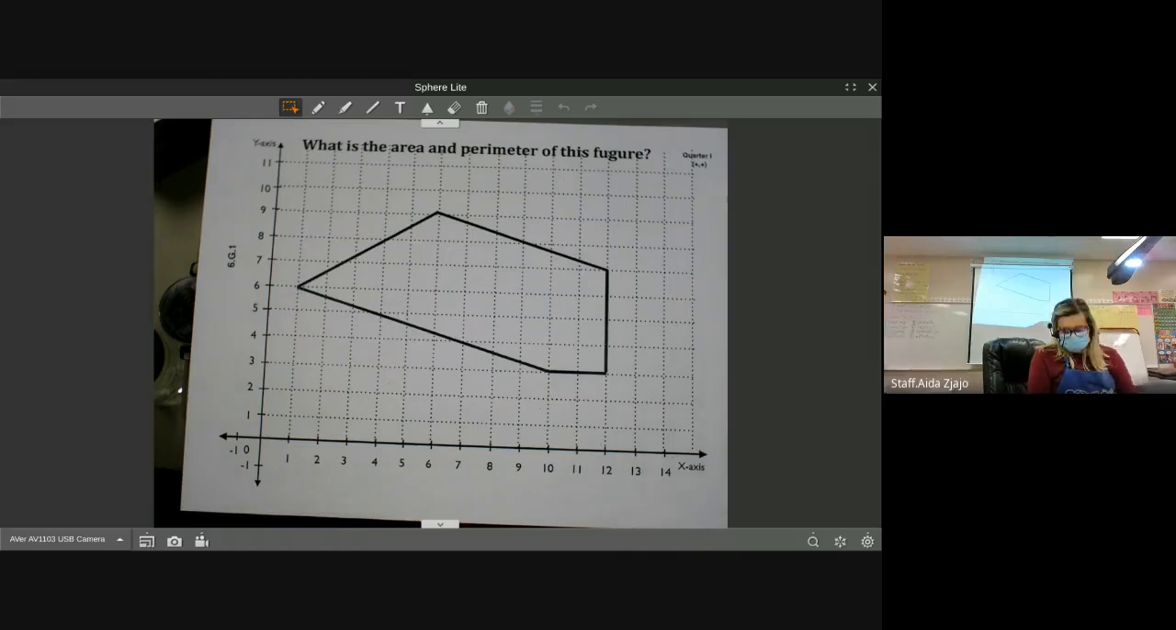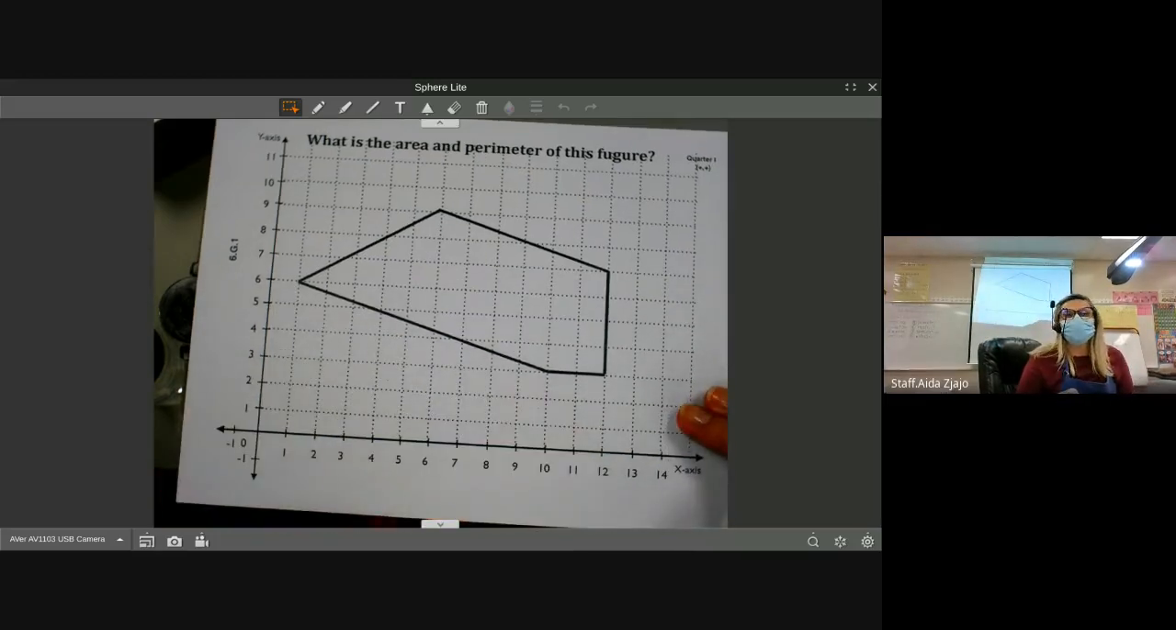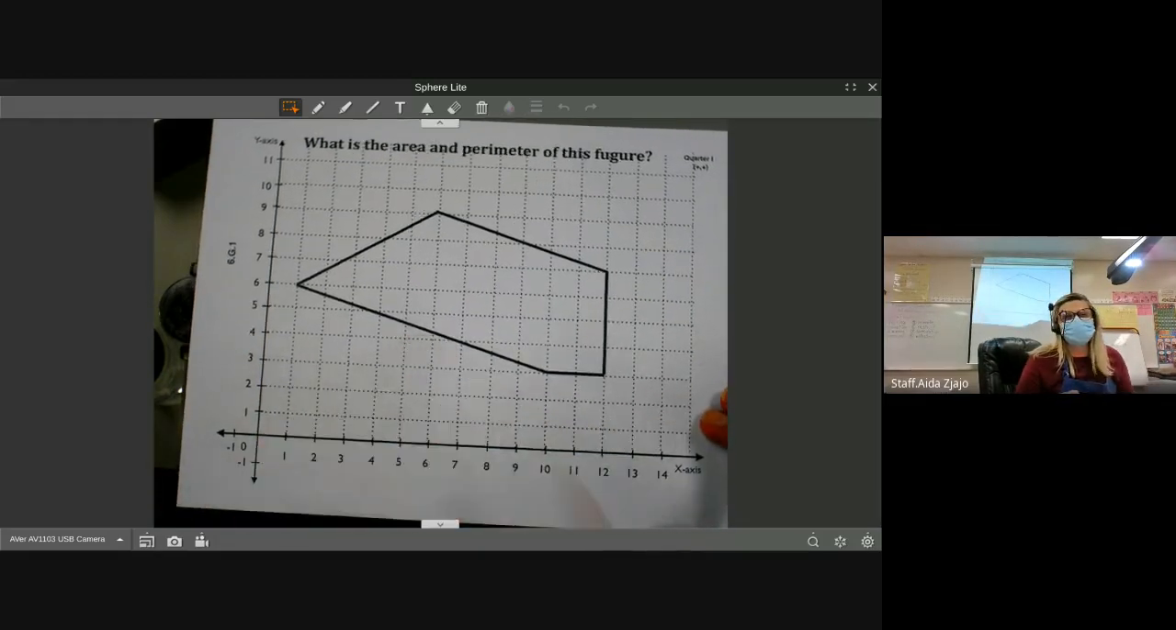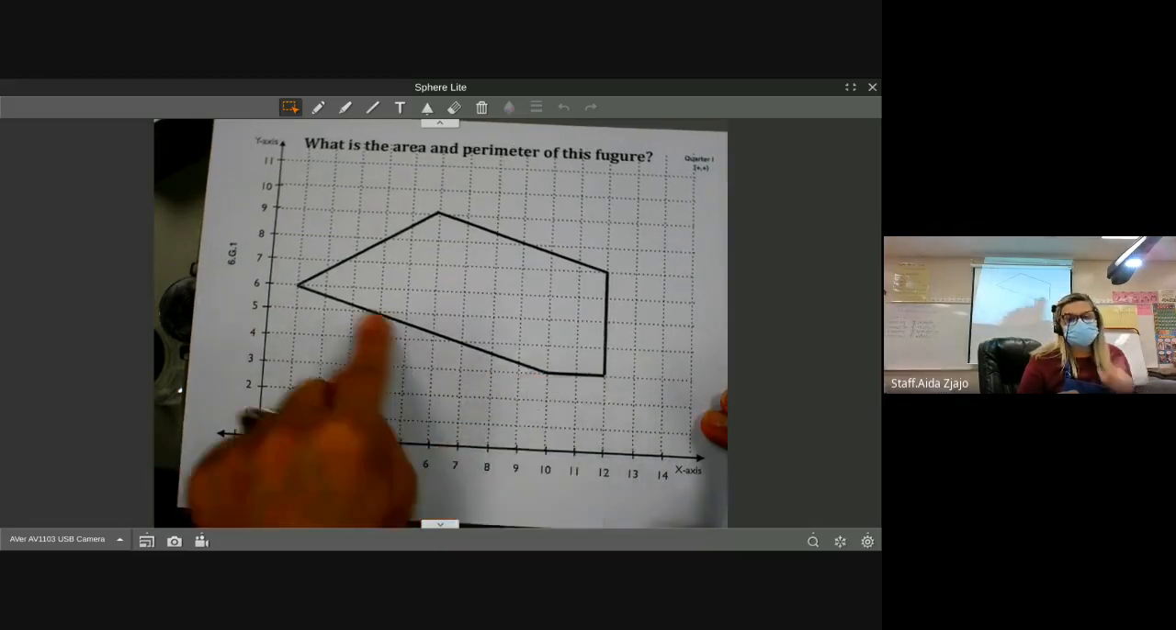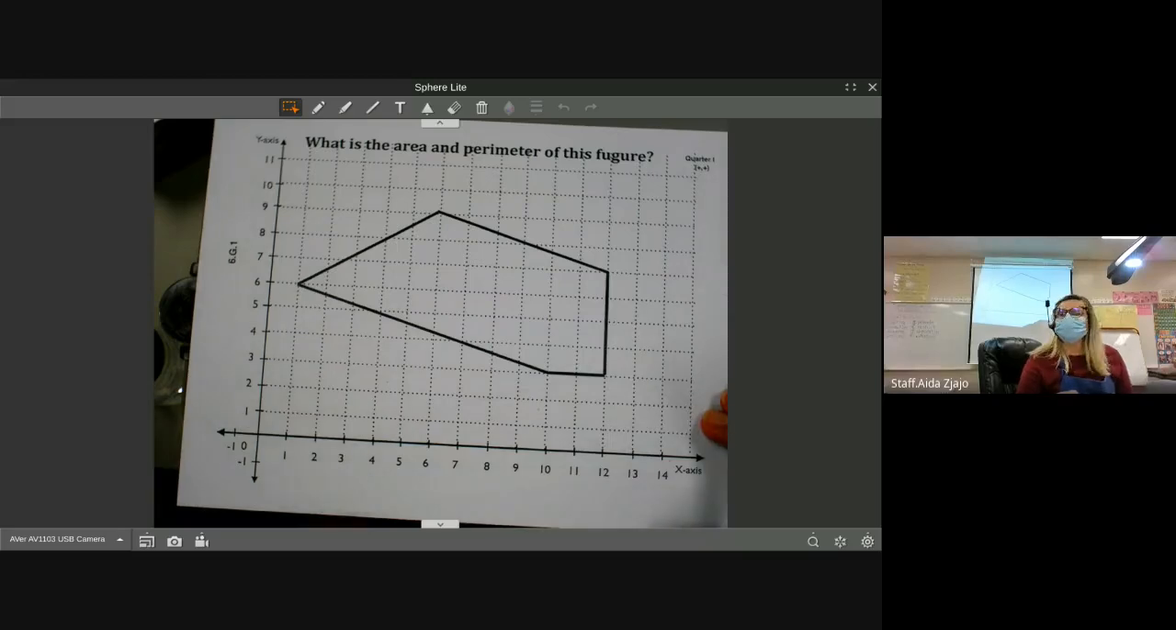What would you do to get the area of this shape? What can you do to find the area of this shape? Yes, Lanish. Length times width doesn't work in this situation because it's not a regular rectangle. You see, we have many sides and it doesn't work. Anybody else who can think how I can find area?